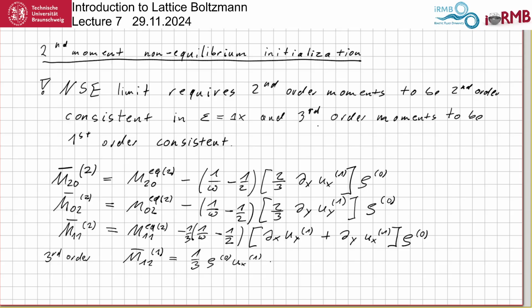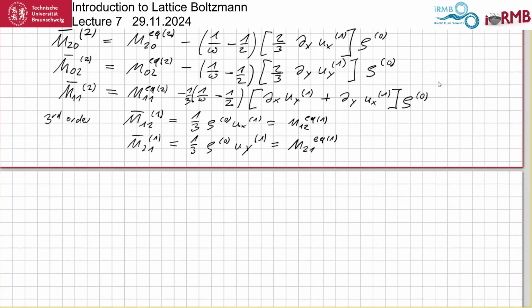So this basically means that this is the first order part of its equilibrium, and same thing, of course, for the other third order moment that we have here, 1/3 rho 0 uy first order, which is then again the equilibrium to first order. So this is what we need in order to get the thing being consistent with the Navier-Stokes equation.